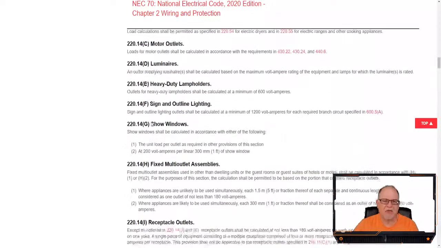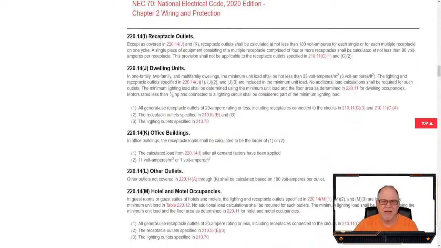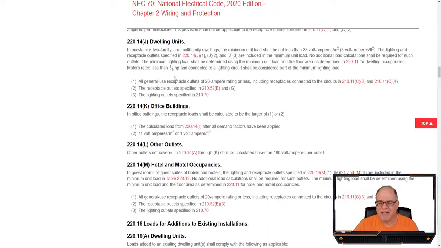All right, so we're going to go down to 220.14(J). That is for dwelling units. And I'm going to give you probably more information than you need since the question was only asking about the lighting loads, but I'm going to give you more than you probably want. So 220.14(J) for dwelling units says, in 1 family, 2 family, and multifamily dwellings, the minimum unit load shall be not less than, and we're going to use 3 VA per square foot. Okay, the lighting and receptacle outlets specified in 220.14(J)(1), (2), and (3) are included in the minimum unit load of 3 VA per square foot.